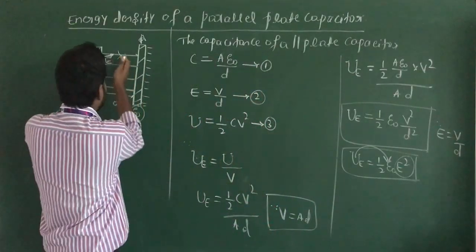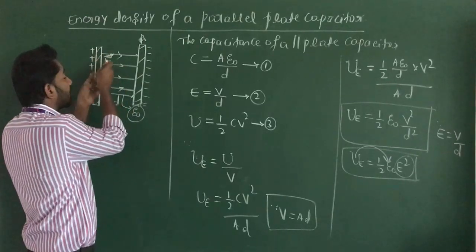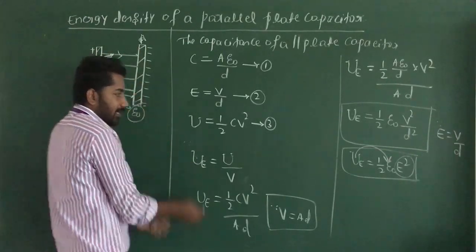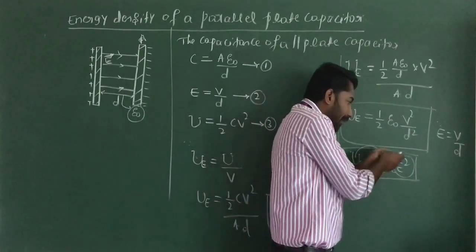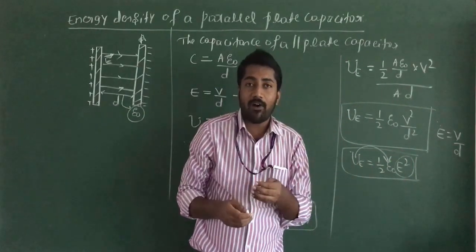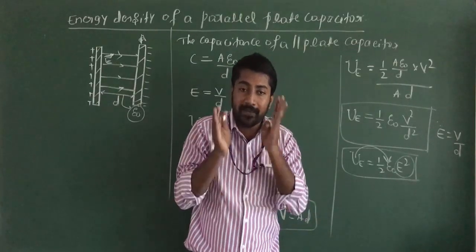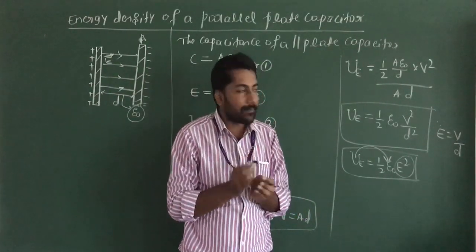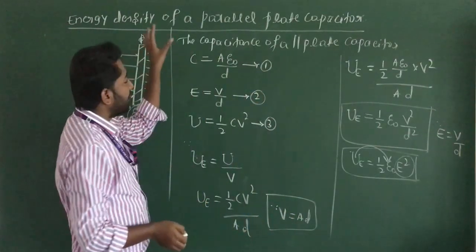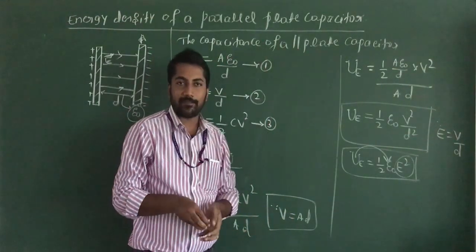Here E is the net electric field or electric field strength between these two plates. The energy density of a parallel plate capacitor is directly proportional to the square of the electric field strength between the two plates of the capacitor. This is about the energy density of a parallel plate capacitor.